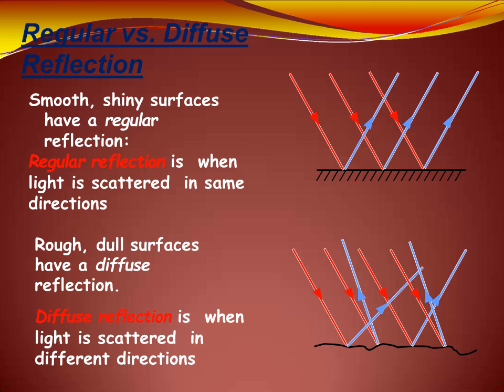Then we have another thing, rough dull surfaces with diffused reflection. Diffused means it is not at the same angle. That means the incident ray and the reflected ray are different. So diffused reflection is when light is scattered in different directions. It doesn't have a fixed direction, as we can see in the above figure.